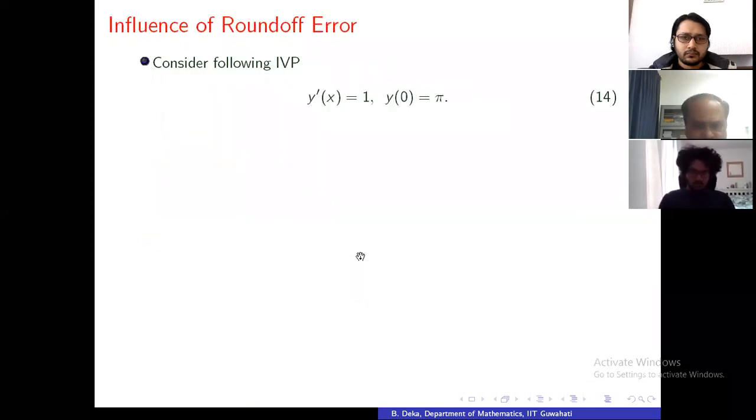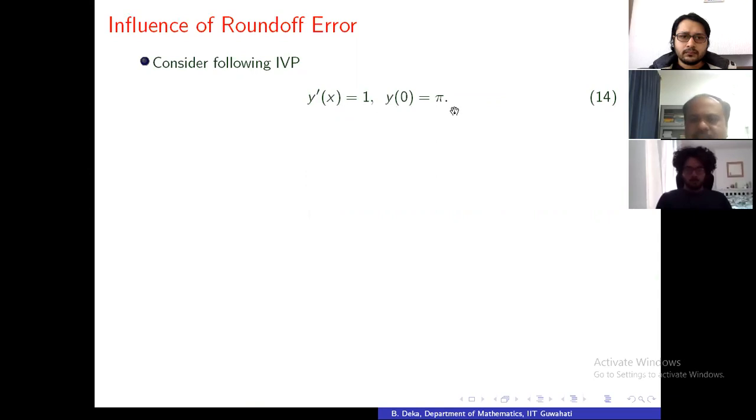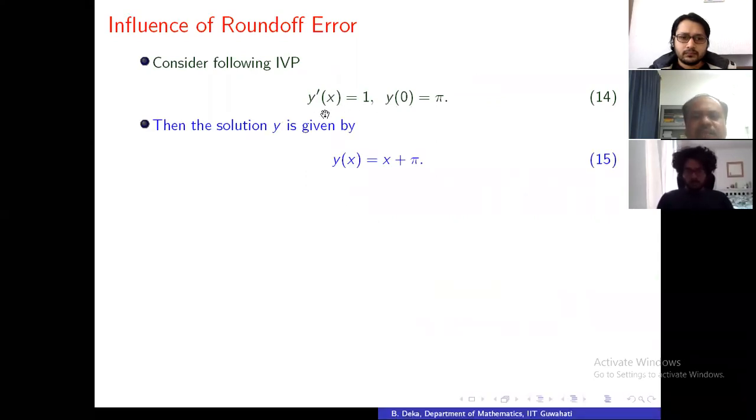Let me explain. Consider a very simple equation: y dash x is equal to 1, y0 is equal to pi. That is a very simple equation and one can easily verify that y(x) equal to x plus pi is a solution to this differential equation. But when you wish to find out the value of the solution at a particular point, that will depend on the value of pi.